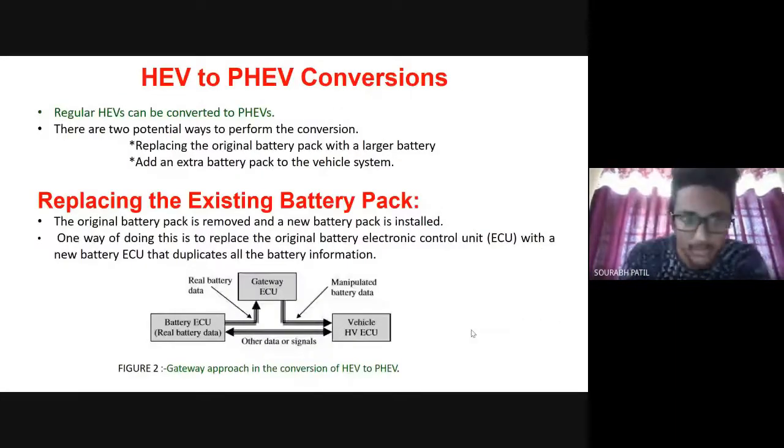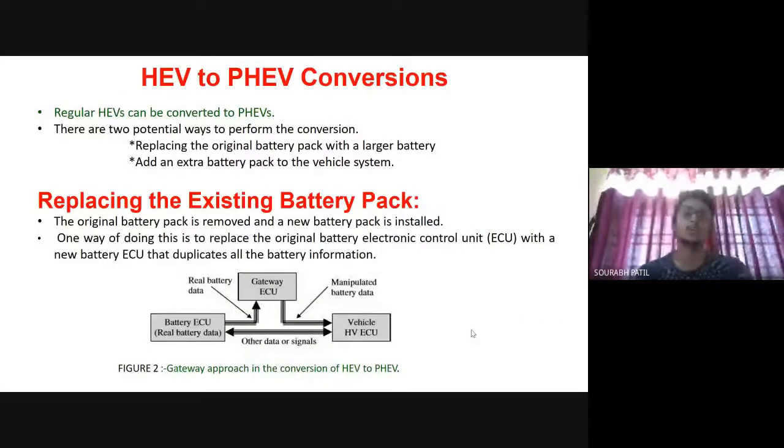Good afternoon, sir. I will be explaining how to convert hybrid electric vehicles to plug-in hybrid electric vehicles. This can be done in two ways: by replacing the original battery pack with a larger battery pack having larger capacity, and by adding an extra battery pack to the vehicle system. First we'll go through replacing the existing battery pack. This can be done in two ways.